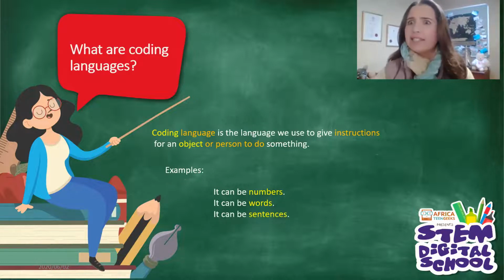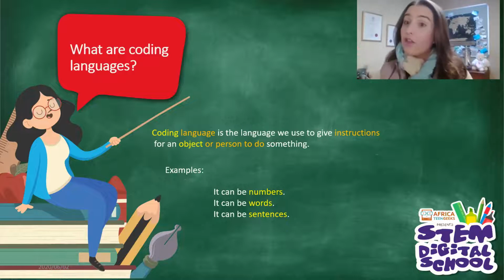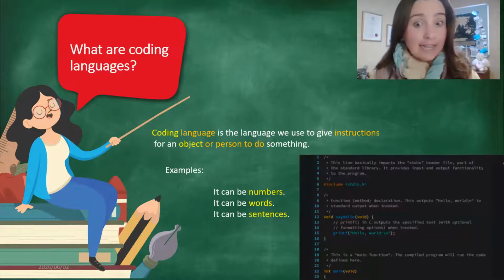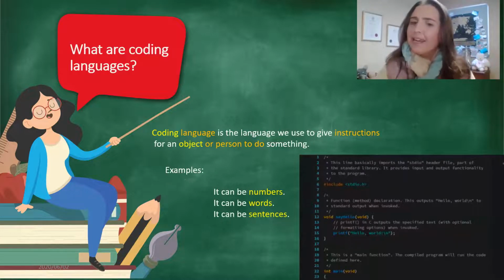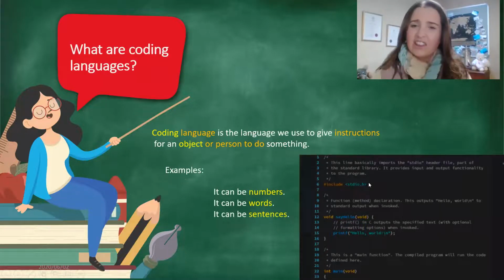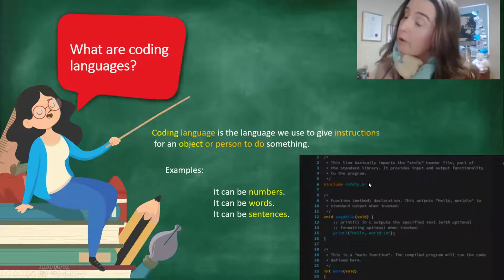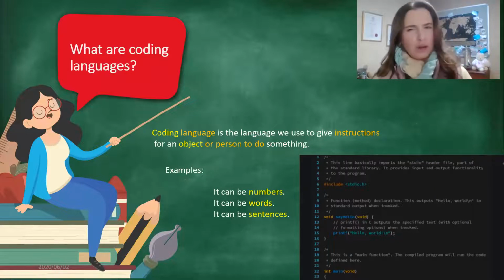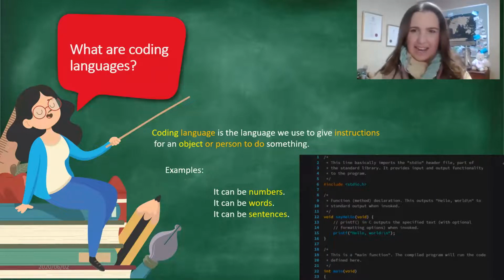And then, of course, it can be sentences. So I said, Bube, please give me food. That could be a coding sentence. And that is a form of coding. So this is just an interesting thing. And that is very complex for you. But we are not going to do that just yet.